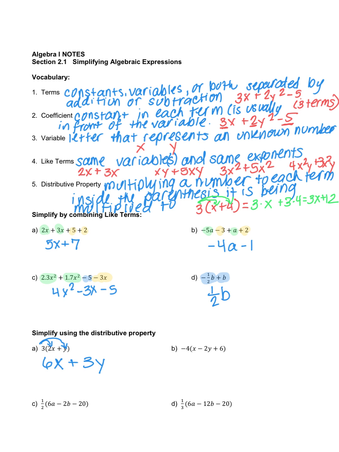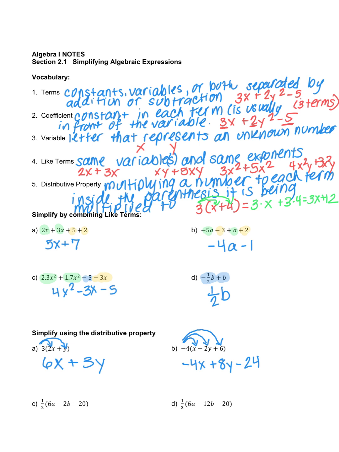Letter B, let's distribute that -4. -4 times x is -4x. That -4 times -2y gives us plus 8y. -4 times +6 gives us -24.